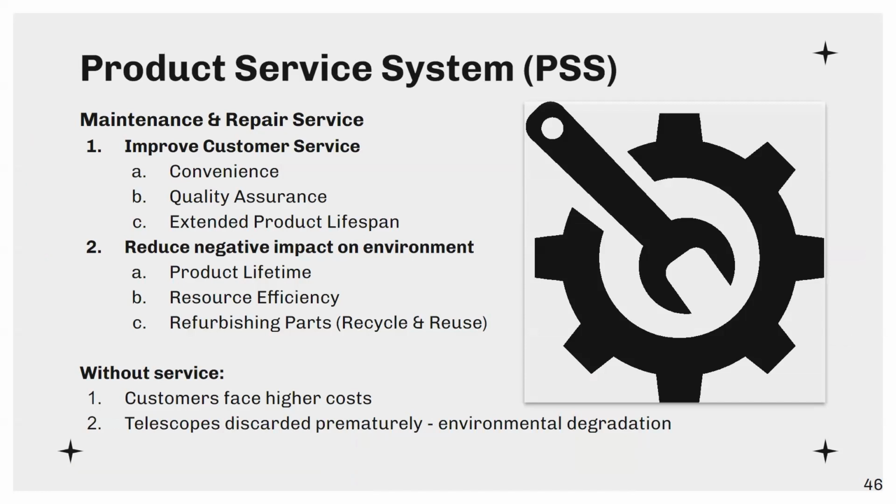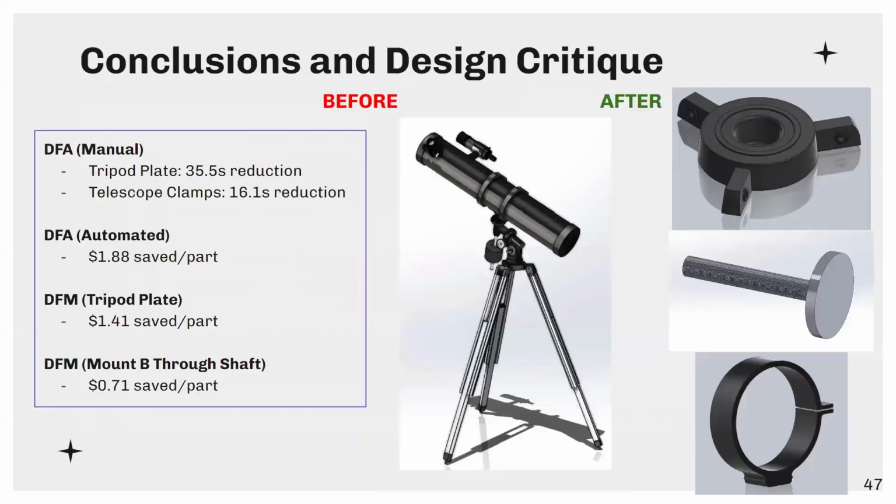The suggested product service system is maintenance and repair service. This would improve customer service through convenience, quality assurance, and extended product lifespan, and it would reduce the negative impact on the environment in terms of product lifetime, resource efficiency, and refurbishing parts. Without this service, customers face higher costs, and the telescopes could be discarded more prematurely, leading to environmental degradation.